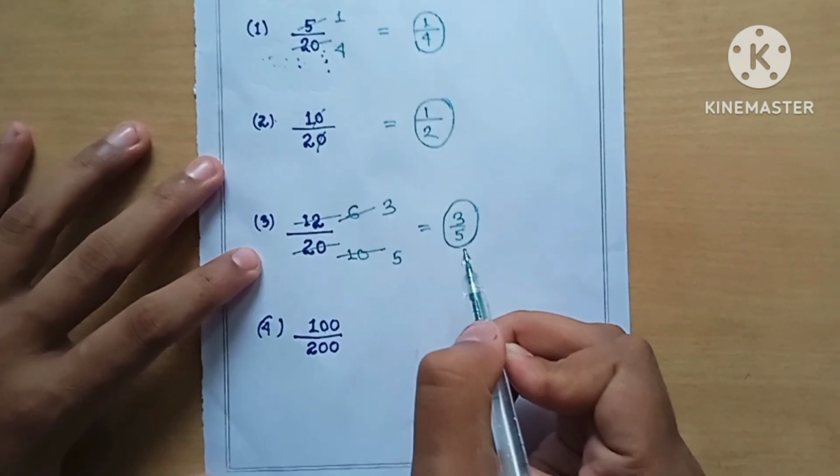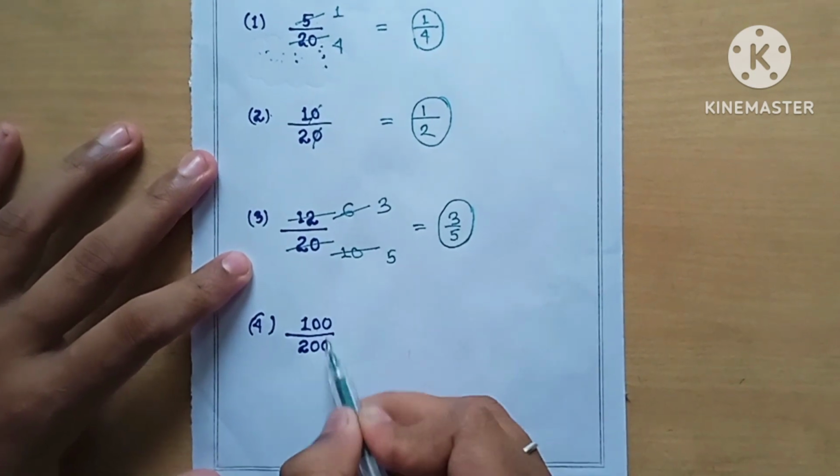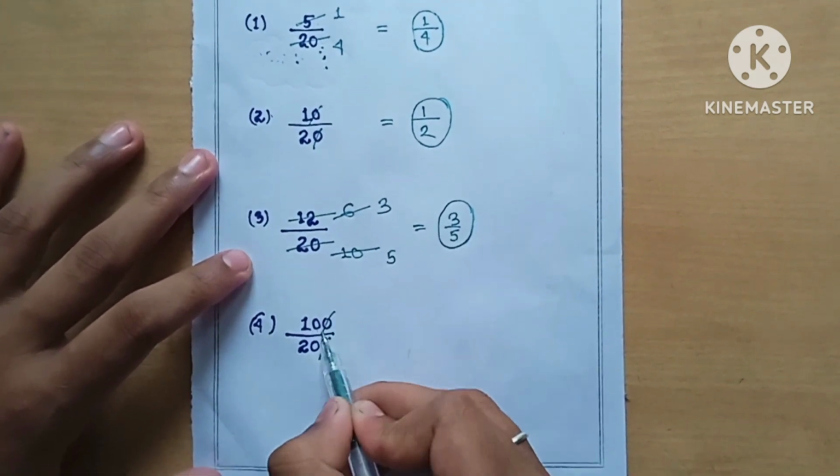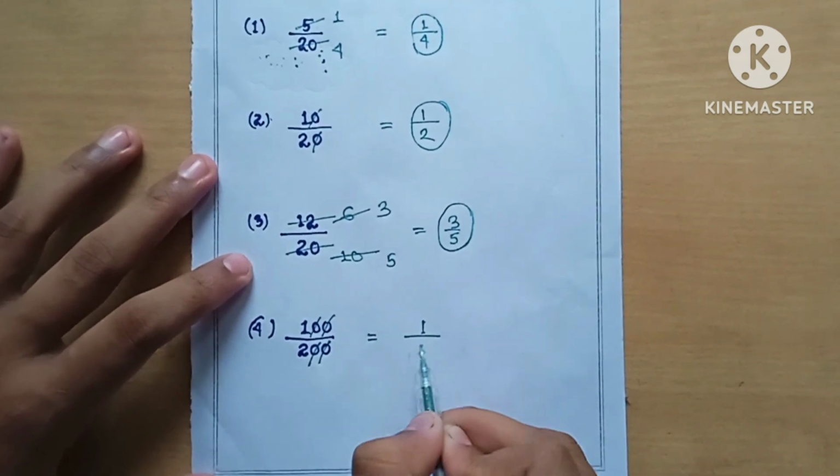Therefore students, 12 by 20's simplest form is 3 by 5. Now see the last example, 100 by 200. Here 20 20, 10 10 cut, 10 10 cut. Its simplest form is what? 1 by 2.